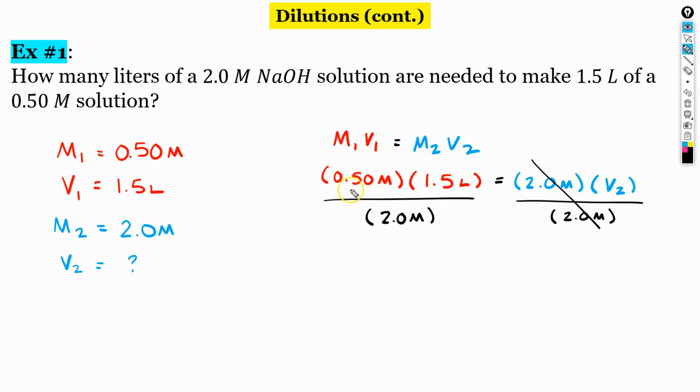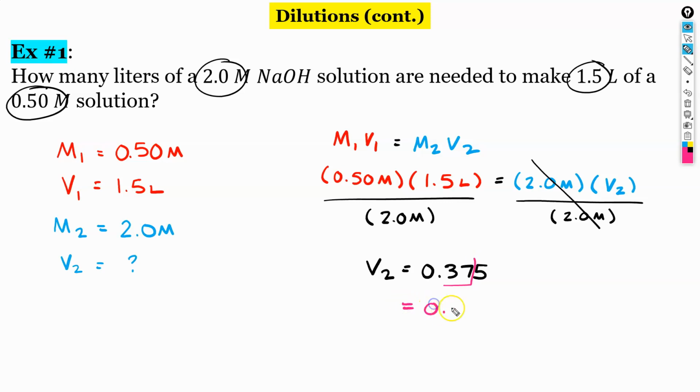So on my calculator, I'm going to do 0.5 molar times 1.5 liters, and then I'm going to divide that by 2.0 molar. If you do that carefully, you should get 0.375. We have 2 sig figs, 2 sig figs, 2 sig figs. So we want to round this to 2 sig figs. So our final answer will be 0.38, and our volume was liters, so this will be 0.38 liters.